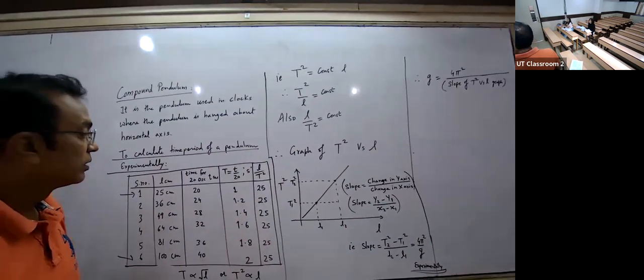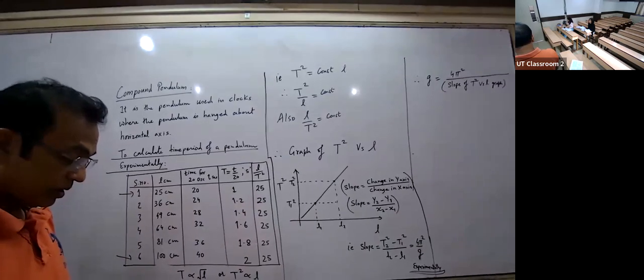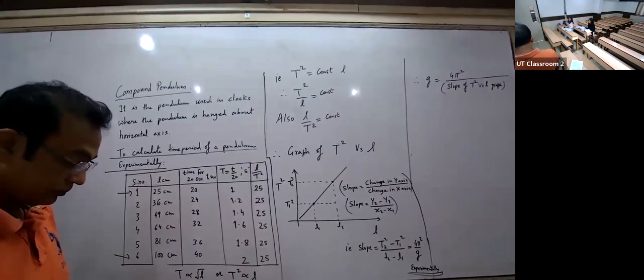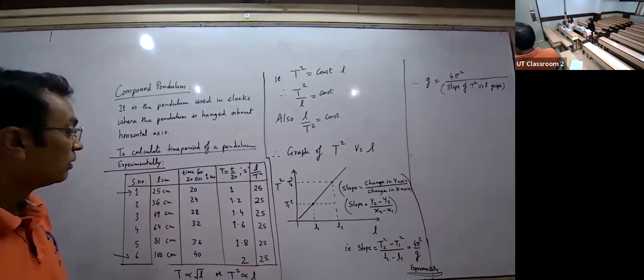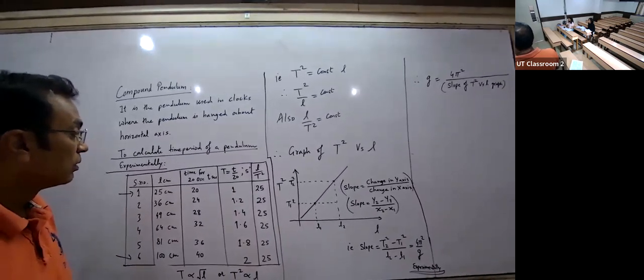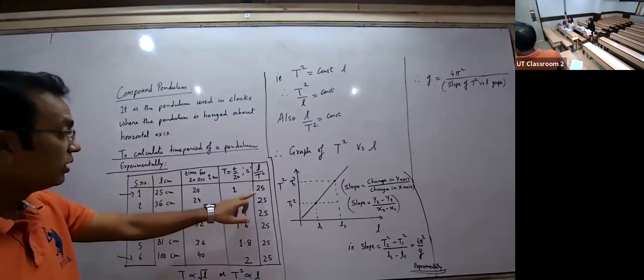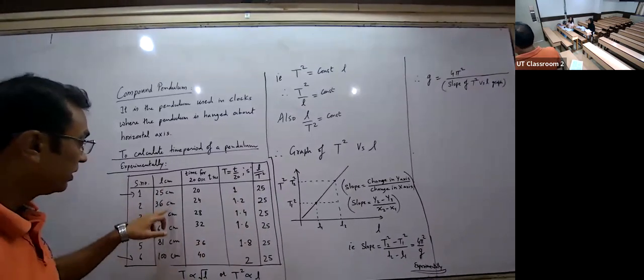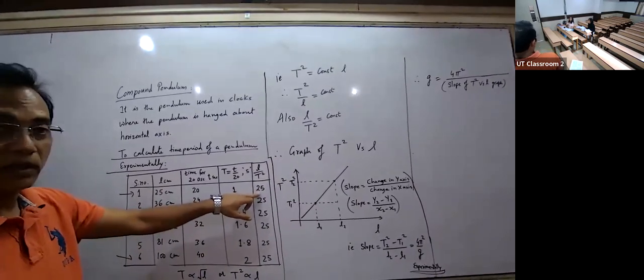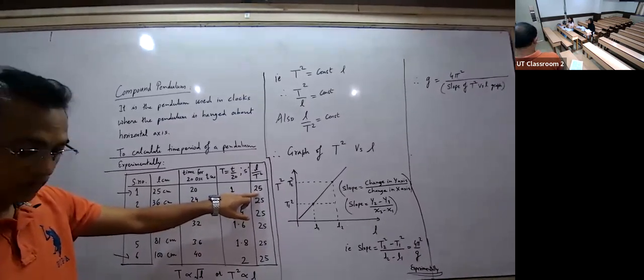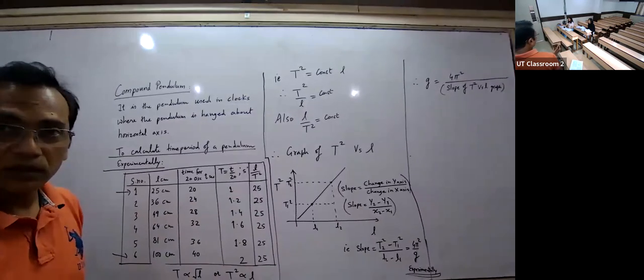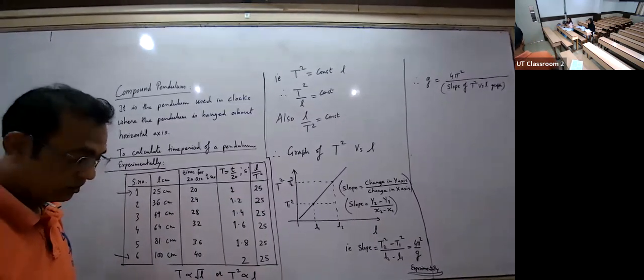Okay. So which is correct? So this value is in centimeter, right? We have taken centimeter. If we convert this in meter, it will be 0.25. So 1 by 0.25 will be 4. That's what we are getting. Okay. So this is correct.